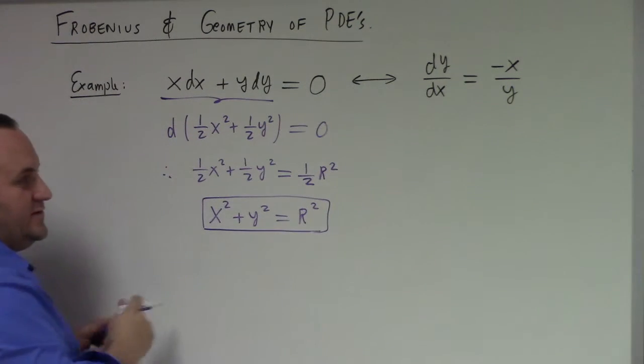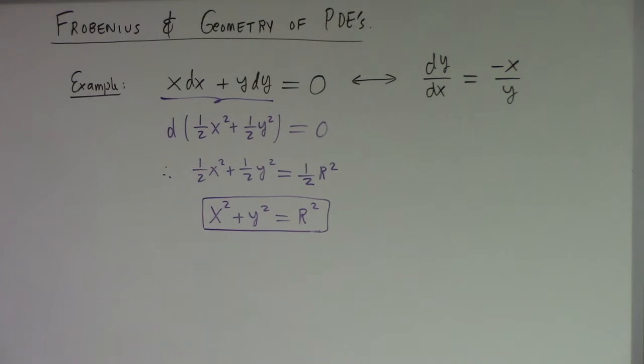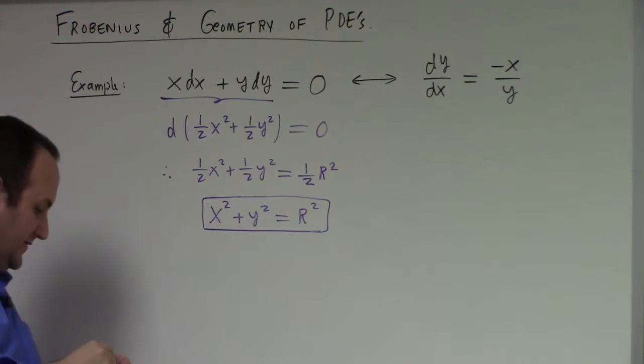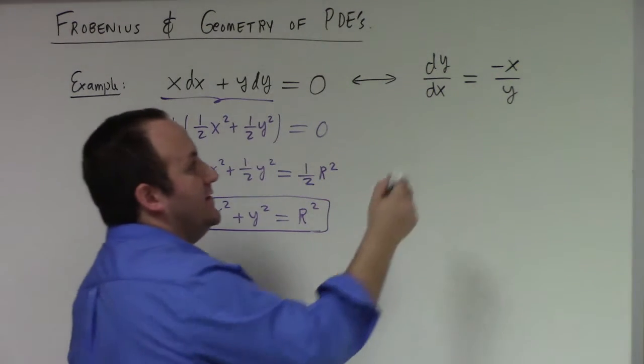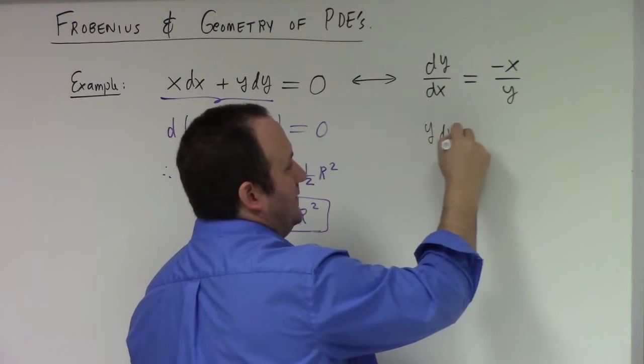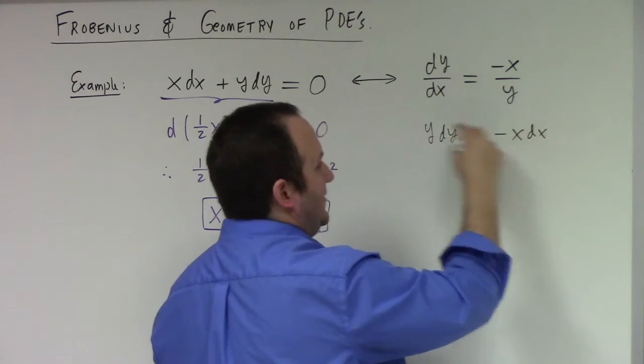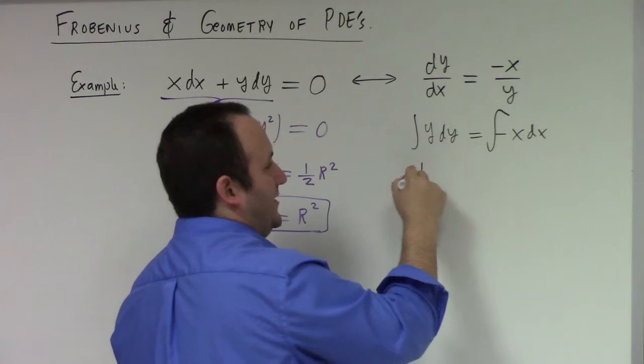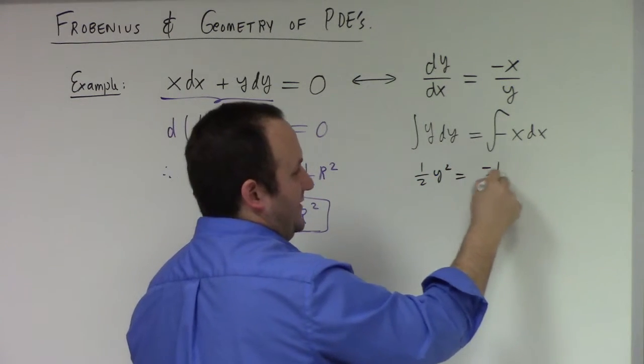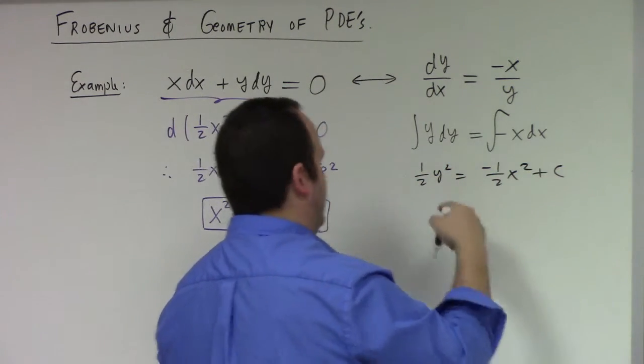And so, of course, the solutions are circles, right? The other way we could solve this, Calc 2 style, would be what? This is y dy equals minus x dx. You integrate both sides. You get 1/2 y squared is equal to minus 1/2 x squared plus some constant back there, right?